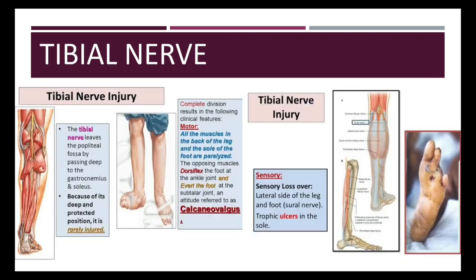Then we have the tibial nerve. Effects of injury to the tibial nerve. Now it may be injured by a lacerated wound in the popliteal fossa or posterior dislocation of the knee joint. Clinical features: motor loss. The foot is held dorsiflexed and everted due to paralysis of muscles of the posterior compartment of the leg.